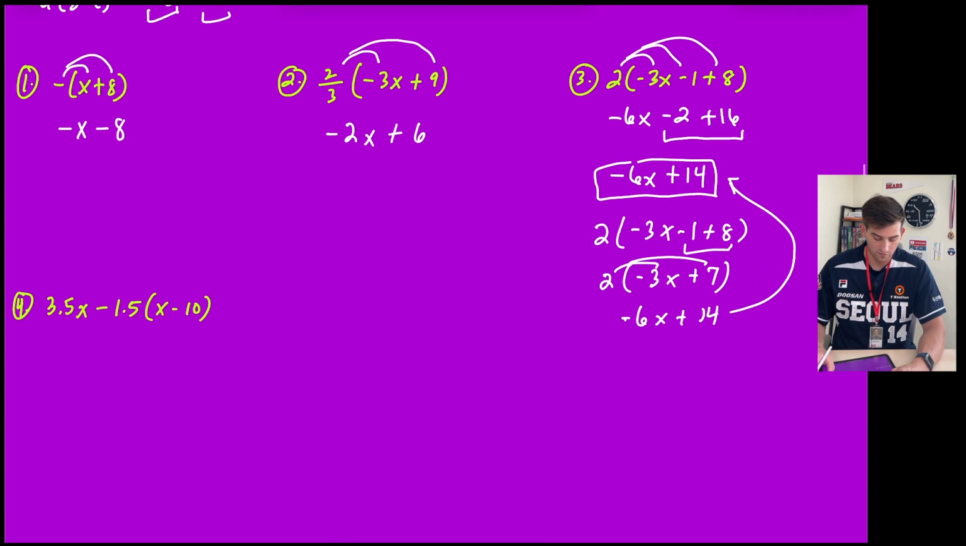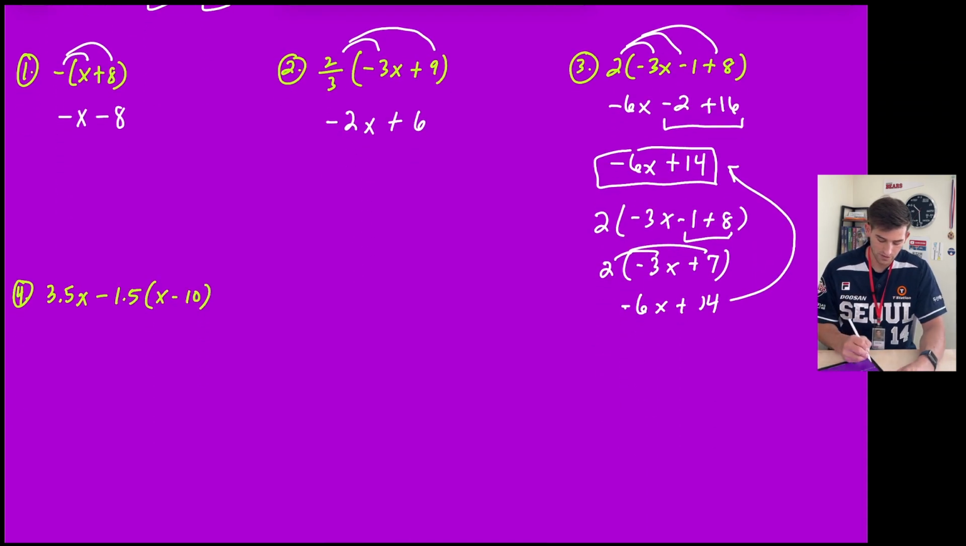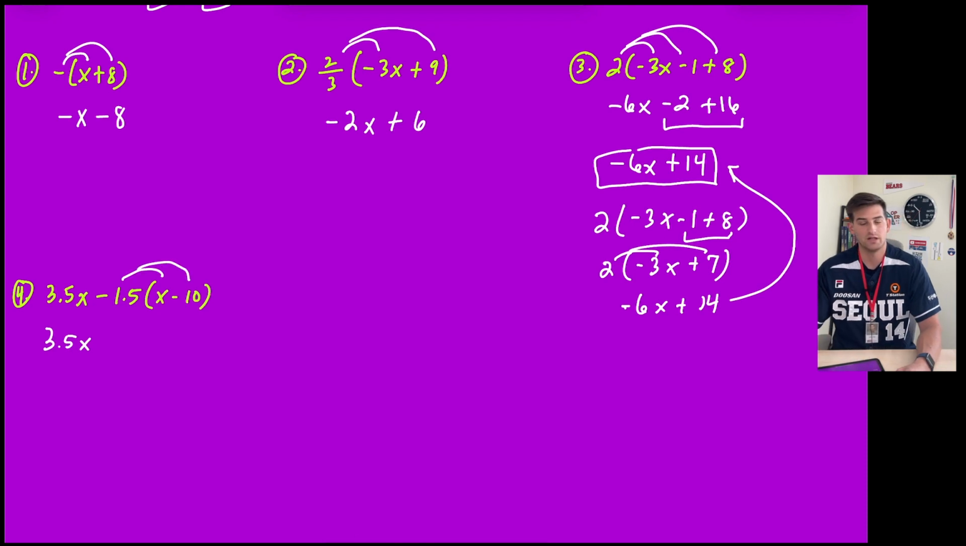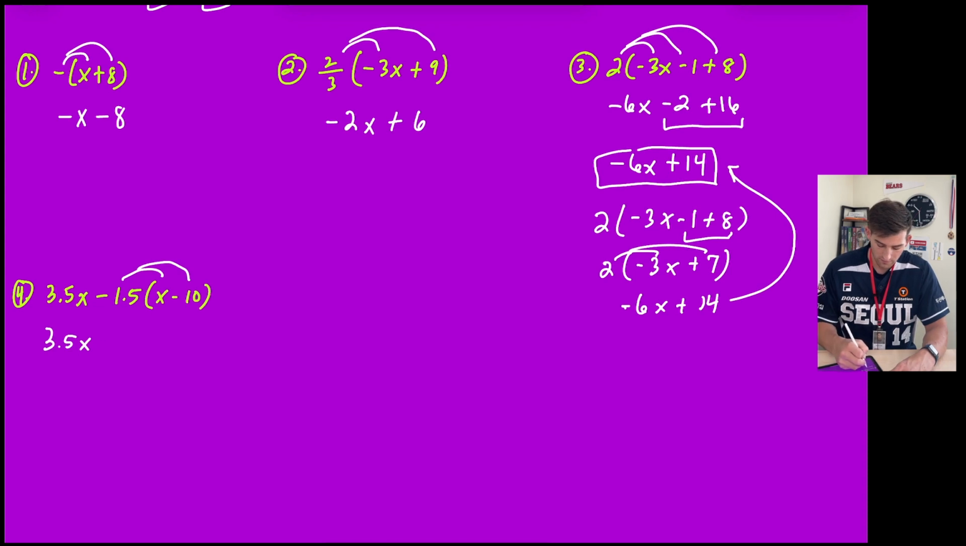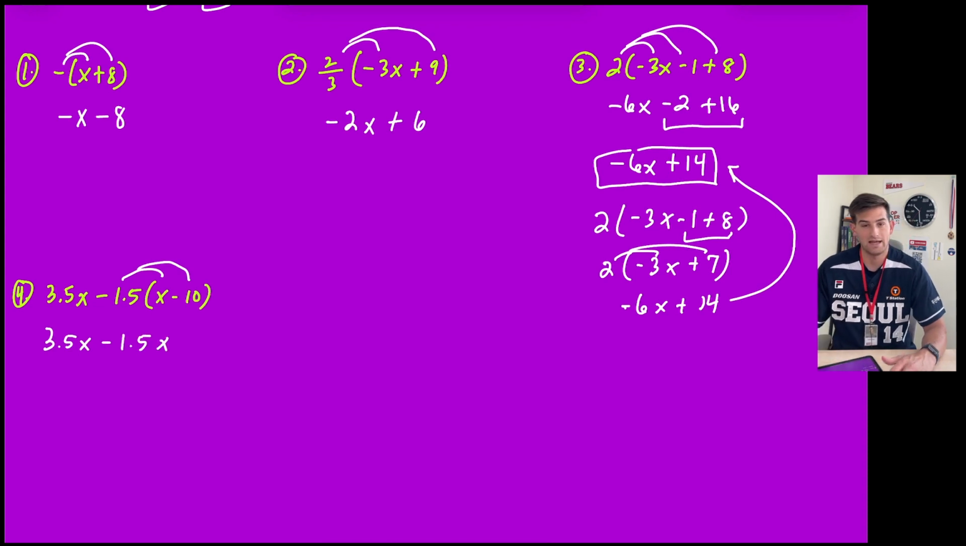And our last one, number 4. Now we have some decimals. So here we have 3.5x. But now notice our minus 1.5 is what is being distributed. So we're going to distribute a -1.5. So -1.5x. Now I have -1.5 times -10. So a negative times a negative is going to give me a positive. And 1.5 times 10 would be 15.